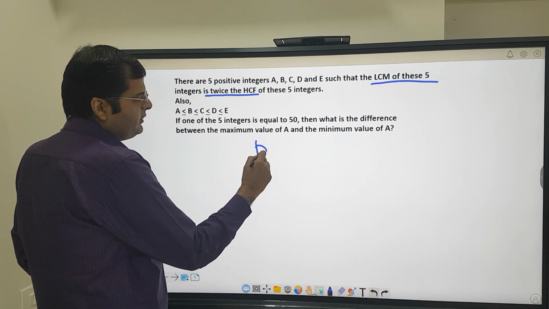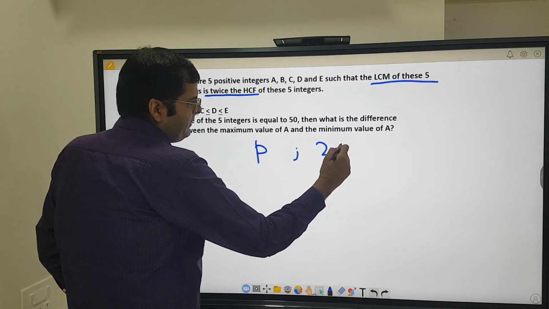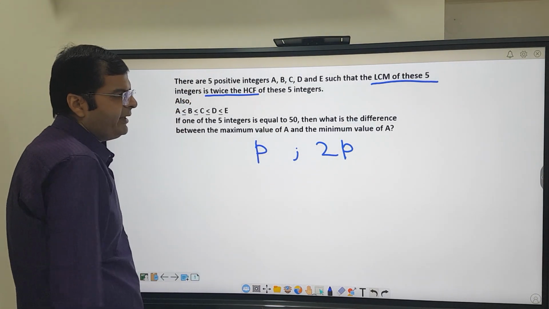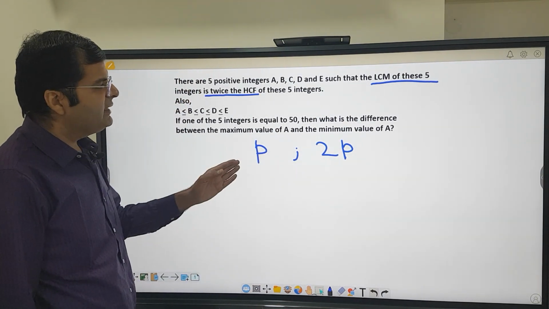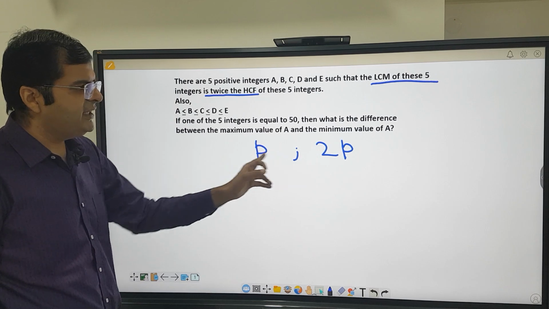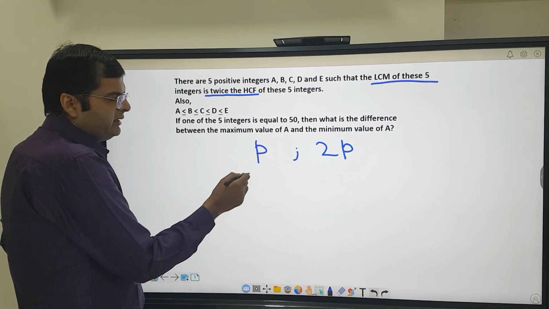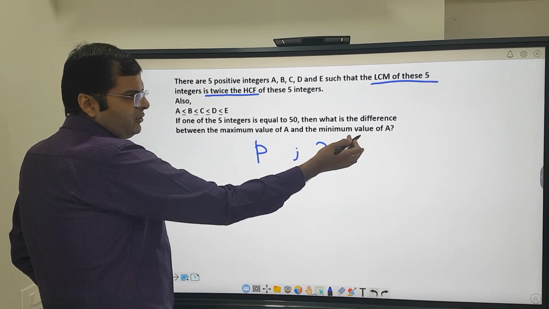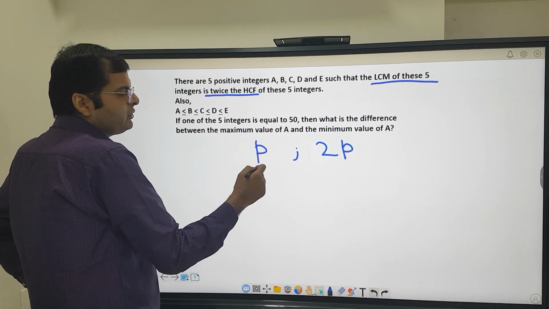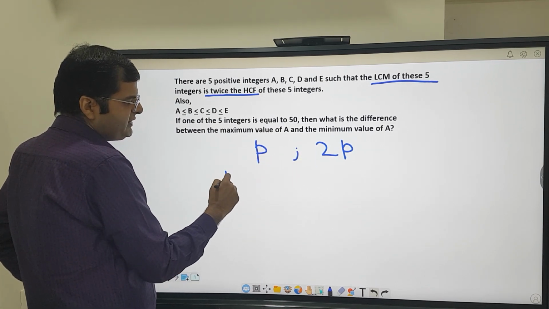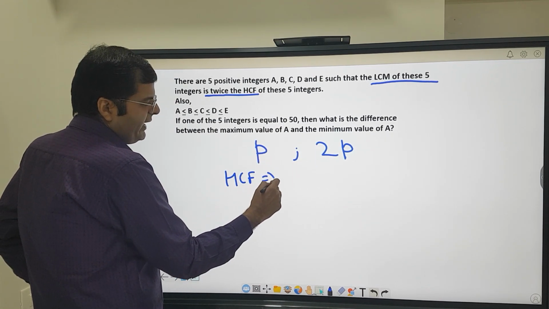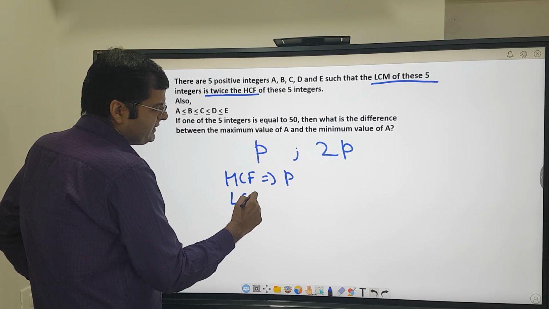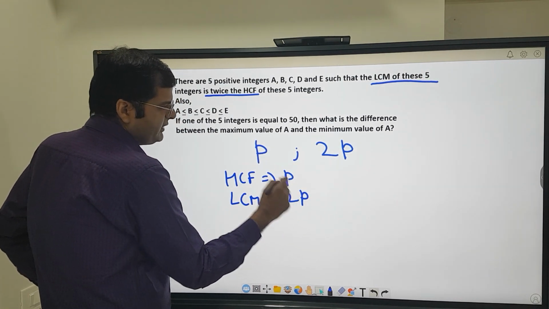some of them are of the form p and some of them are of the form 2p. Only then is it possible that if you find the HCF of these p's and 2p's, a couple of them are p's, a couple of them are 2p's, there might be such a case. If you find the HCF like this, your HCF will be p and the LCM will be 2p.